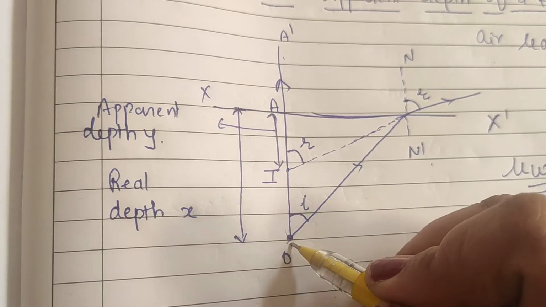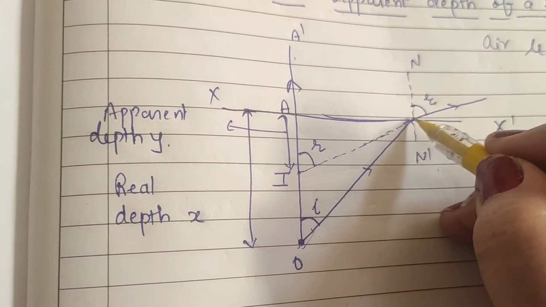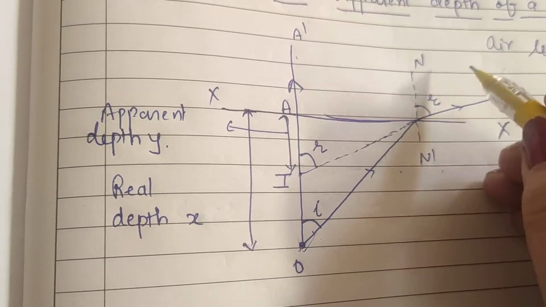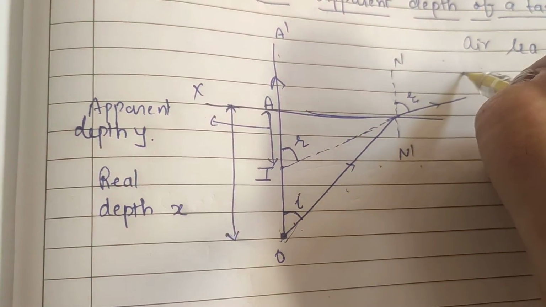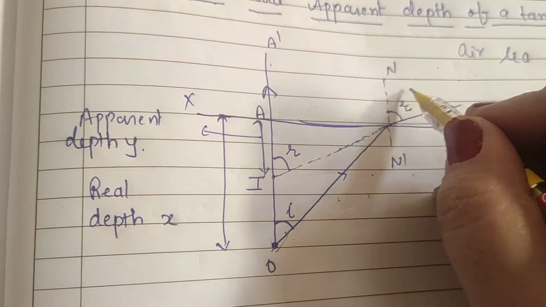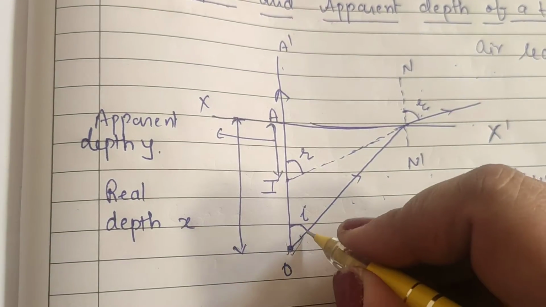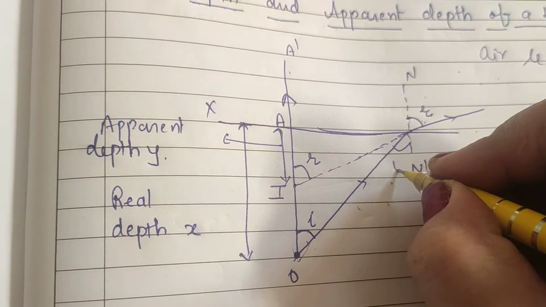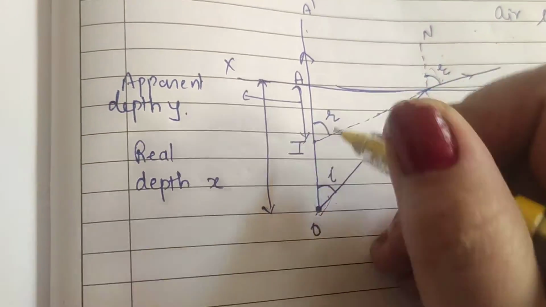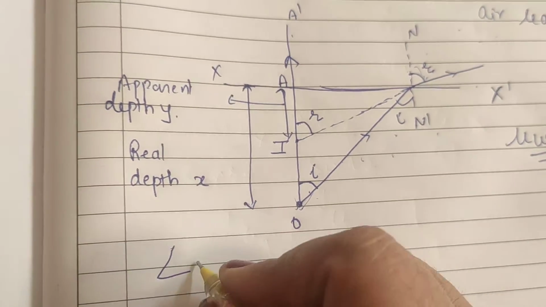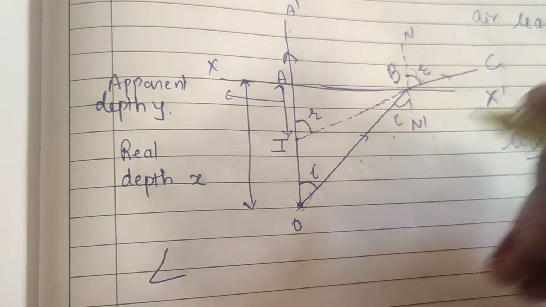Let us consider another ray incident at an angle of incidence I. When it goes from water to air, that is, from a denser to a rarer medium, it will bend away from the normal at an angle R. Since this angle is I, this angle is also I, and since this angle is R, this angle is also R. We name the points A, B, and C.